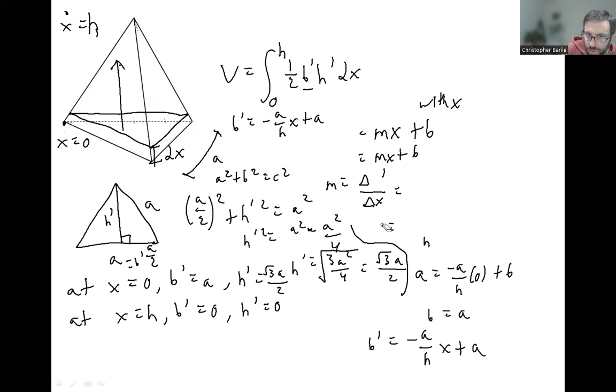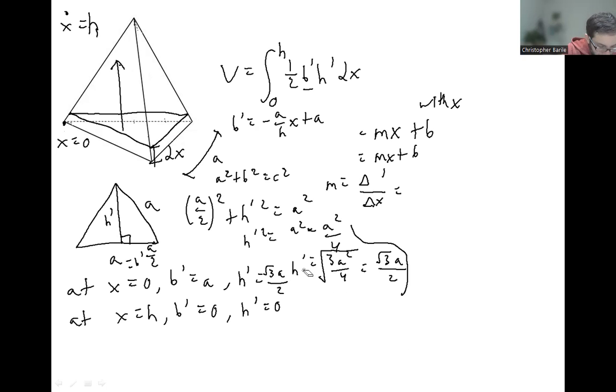As you'll see, the form of this expression ends up being, again, very similar. Now we're going to do it for H prime. And again, the height of the triangles that we're adding up as we're going up the tetrahedron, they're linearly decreasing. And so again, we can use the equation of a line, y equals mx plus b. This is now H prime varying with x. And so we have H prime equals mx plus b. We have m is the rise over the run, so that's going to be delta H prime over delta x.